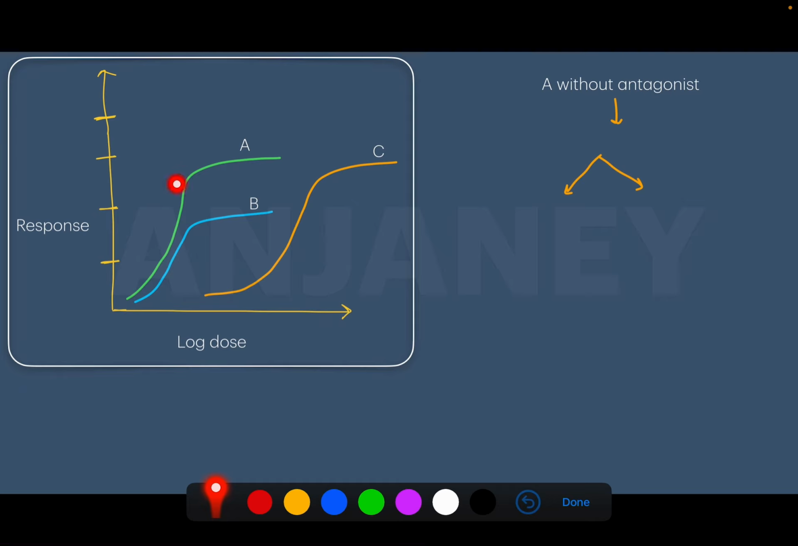without a competitive or non-competitive inhibitor, just drug A. Now can you tell me what B and C are? See, in B the response is decreasing, so it is ideally a non-competitive inhibitor, which is making the enzymes non-functional and the response is decreasing. Whereas in C, the response will be achieved as much, but we have to increase the dose. So B and C are with antagonist.